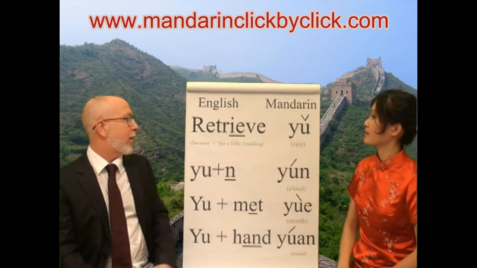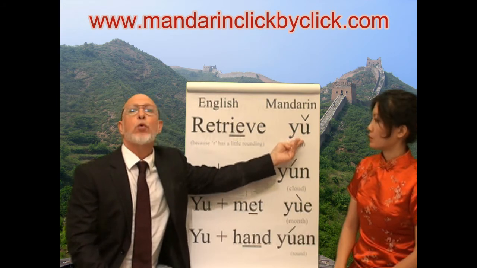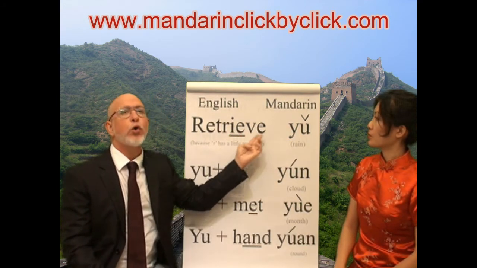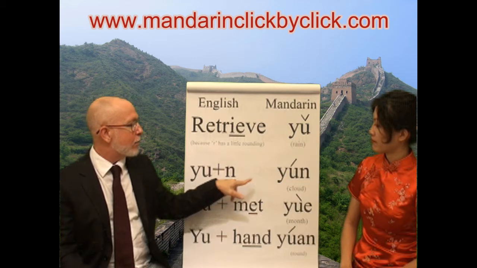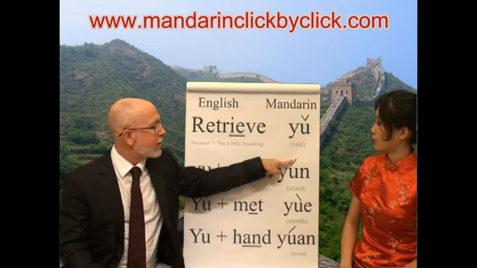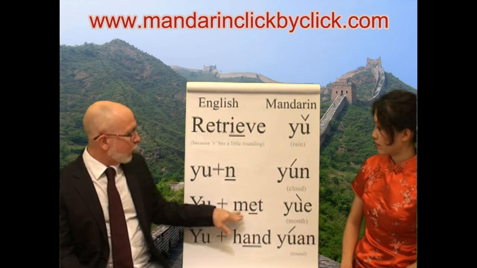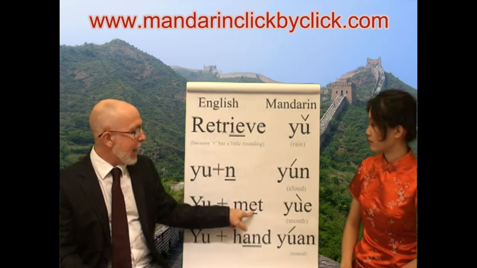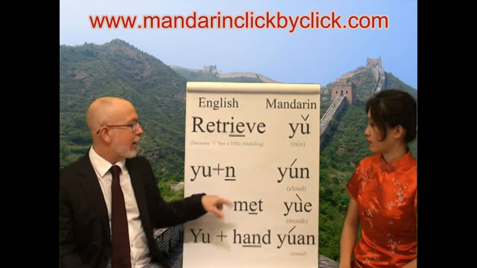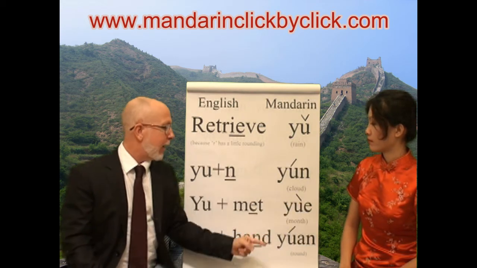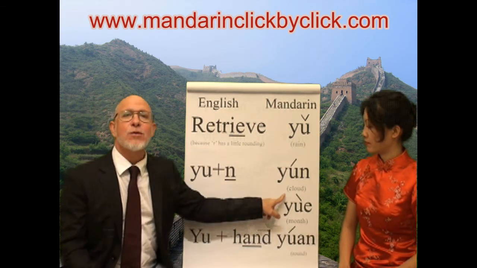Now let's see how we make them. Like I said already, the yu sound, we just make an I-U sound together and round our lips. Yu, sounding like the "ree" sound in "retrieve". Yu plus n is pronounced yun. If we give it a rising tone, yun, we have the word for cloud in Chinese. If you take yu and add e, and make it a falling tone, yue, we have the word for month.